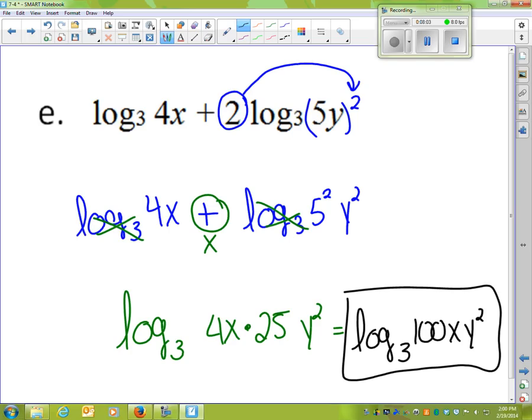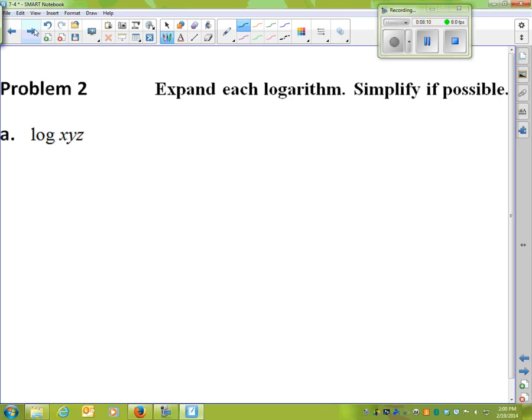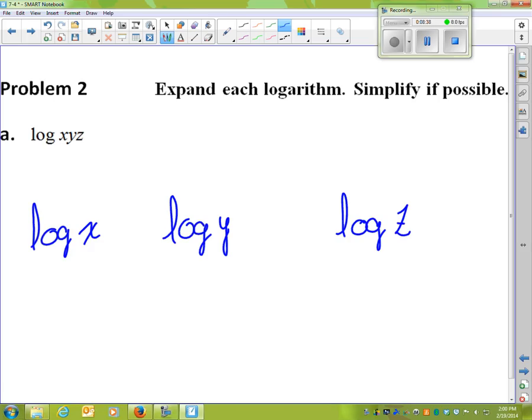So that was contracting logarithms, taking 2 or 3 or 4 into one single logarithm. In the next set of problems, we're going to expand each logarithm. So you're going to start with 1, and your answer is going to have multiple logarithms in it. In fact, for every letter or number that you see, you should have a logarithm. So this is log of x. I have log of y and log of z. These are all being multiplied together. So multiplication is going to change to addition, which means that I will add the 3 terms, giving me my final answer.